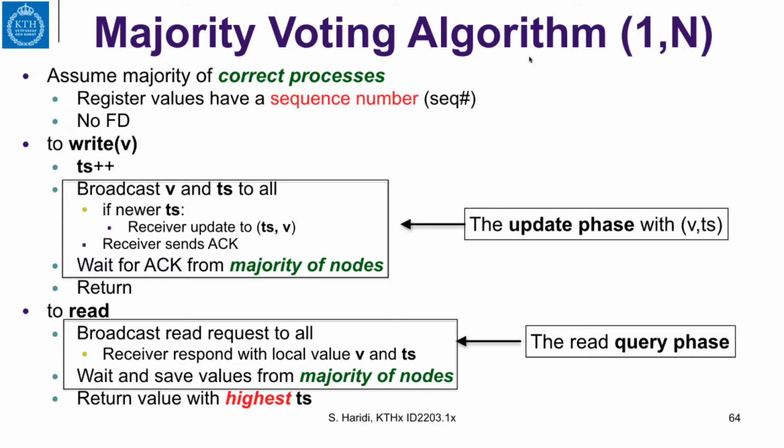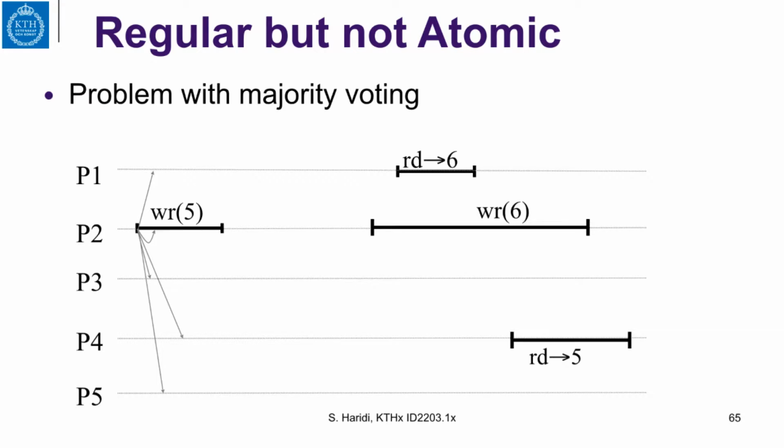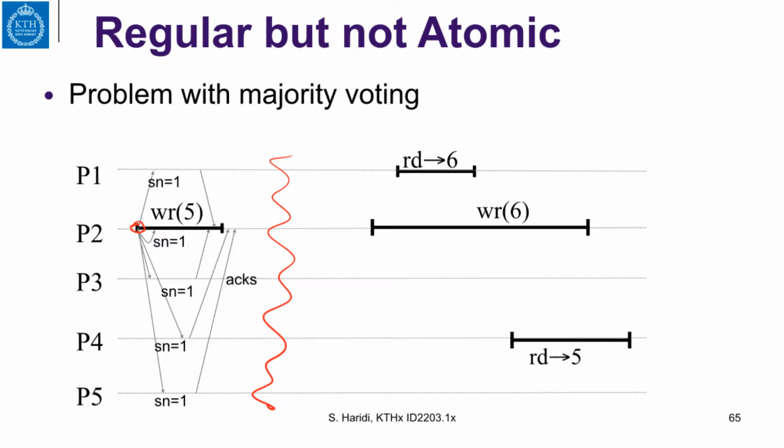And remember, we have a single writer. So we'll go through the algorithm by steps. In fact, what we are going to show now is that this algorithm really implements a regular register, but not an atomic register. And you can see this here. So P2 does an update phase with sequence number 1, and it ends the update phase. So now, at this point, all processes have V equal 5.